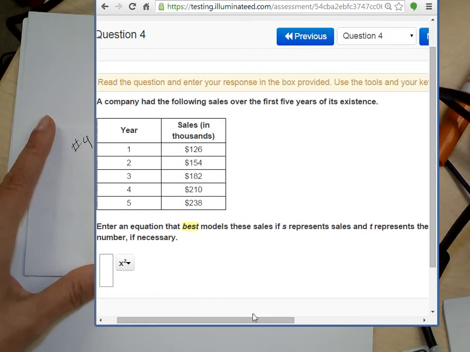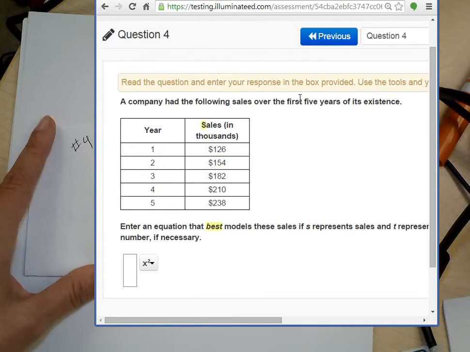S represents sales, and T represents the years. So they want the equation instead of y and x, they want s and t. So s is the y and t is the years.